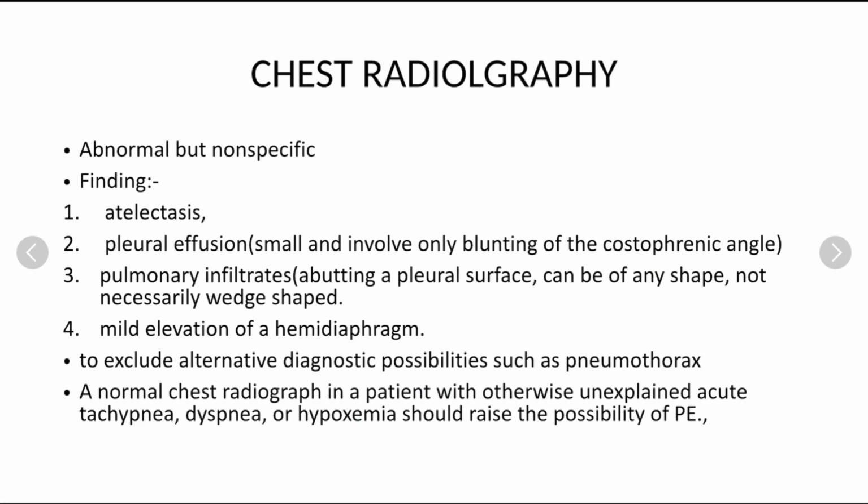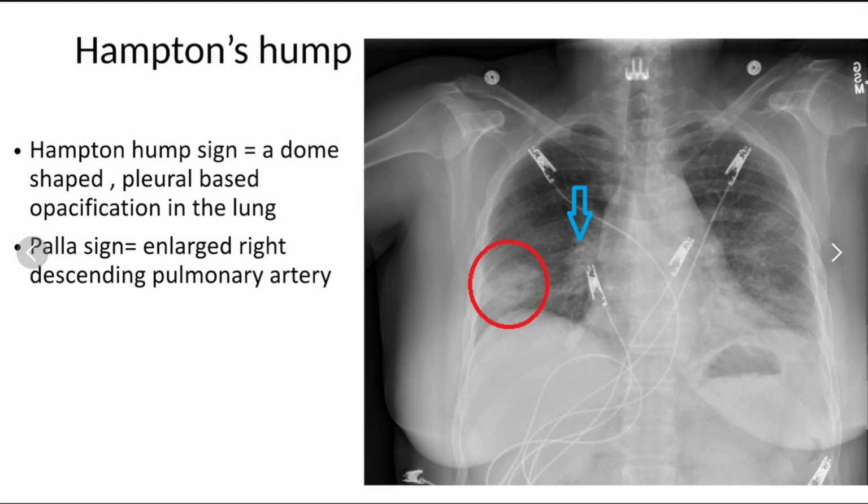A normal chest radiograph in a patient with otherwise unexplained acute tachypnea, dyspnea, or hypoxemia should raise the possibility of pulmonary embolism. Then they are telling that this is Hampton's hump. Hampton's hump sign is a dome-shaped pleural-based opacification of the lung.